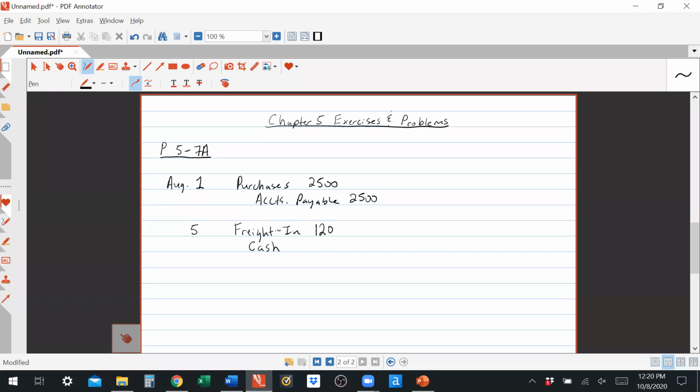It said assume any inventory transaction is on account, and this isn't inventory itself; it's the shipping on the inventory. But it did say assume everything is on account unless specified otherwise. The word paid implies cash, so we'll credit cash.